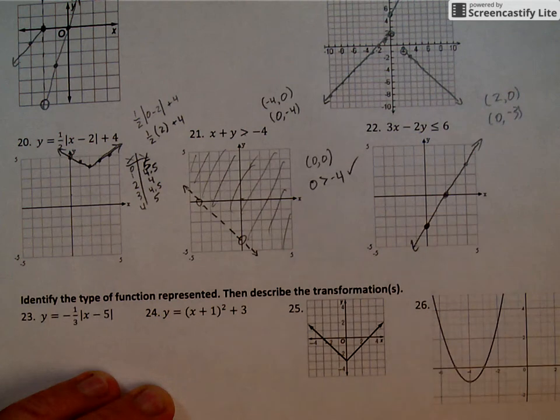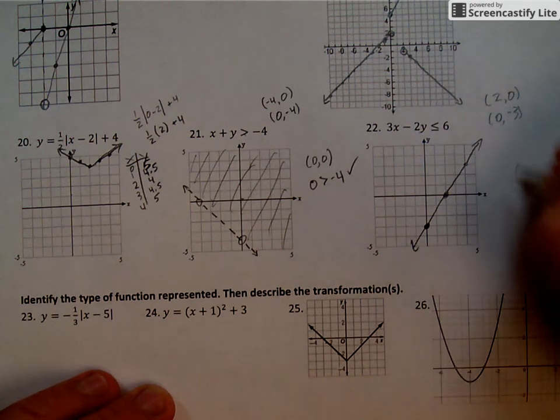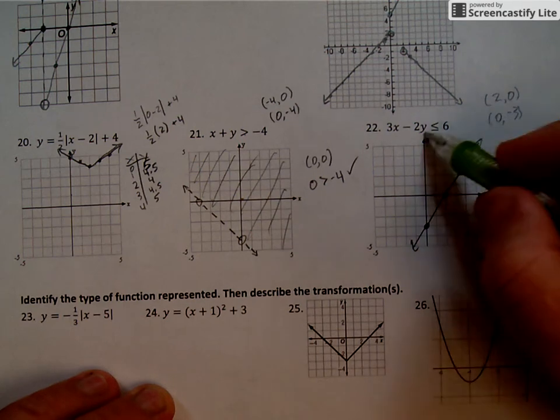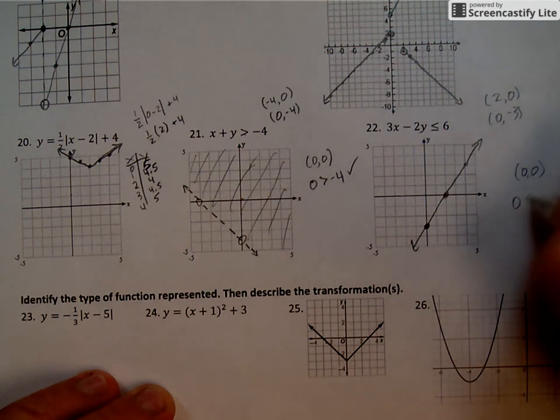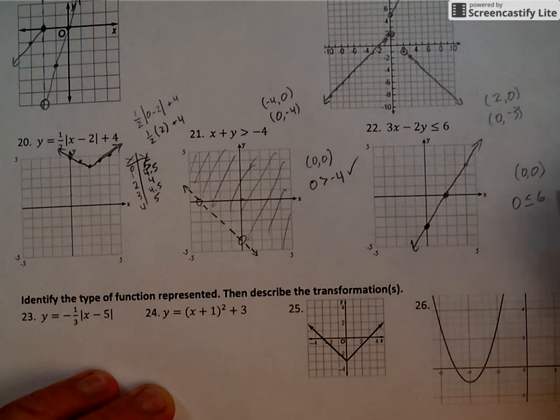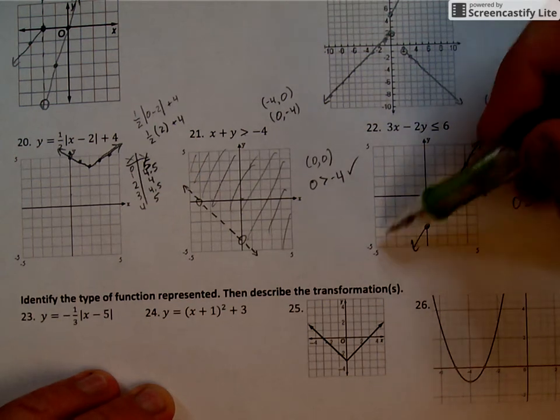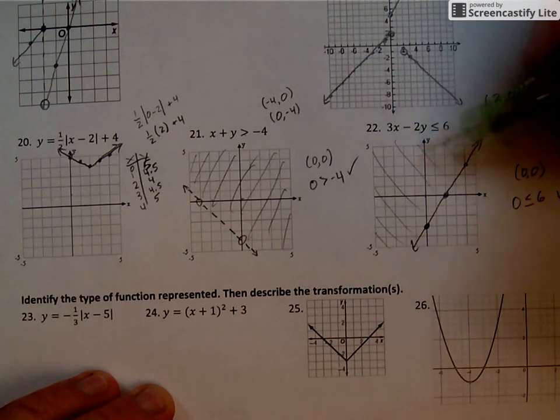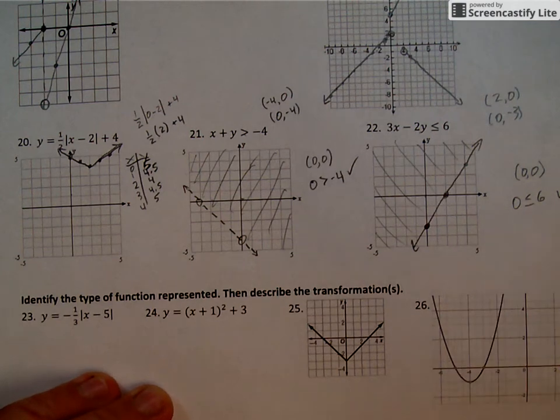And then one side contains solutions, one doesn't. So we're going to test a point. Let's test 0, 0 again. Plug it into the left side, you end up with 0. The right side, you end up with 6. Is 0 less than or equal to 6? Well, yes, it is. So 0, 0 is a solution. So everything on that same side is the solution. If it wasn't true, I would have shaded the other side.